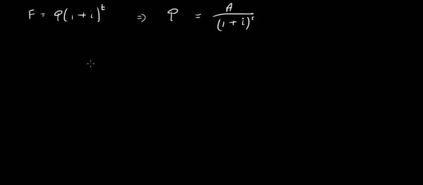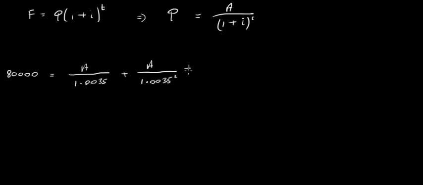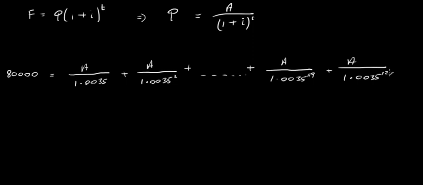Okay, so really what we should end up with is 80,000 euros is equal to, first one was A over 1.0035. The next one was A over 1.0035 squared. The next one was A over 1.0035 cubed, and so on. And then out at the end here we had A over 1.0035 to the power of 119, plus the last one was A over 1.0035 to the power of 120.